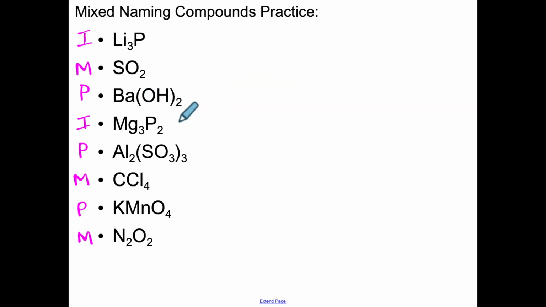All right, let's first name the ionic ones. The ionic ones are super easy to name. All you do, write the first one's element name and write the second one's element name, but change it to "ide." So this would be lithium, and then phosphorus, we change to phosphide. Here we have magnesium, and then we have phosphorus again, so magnesium phosphide.